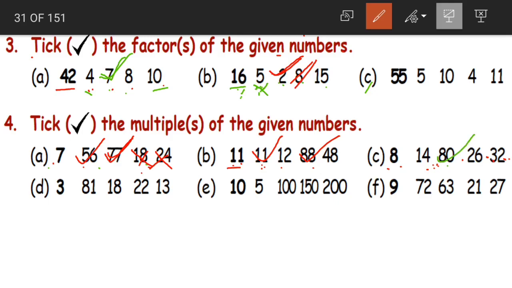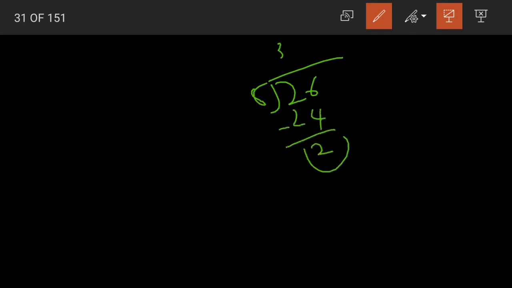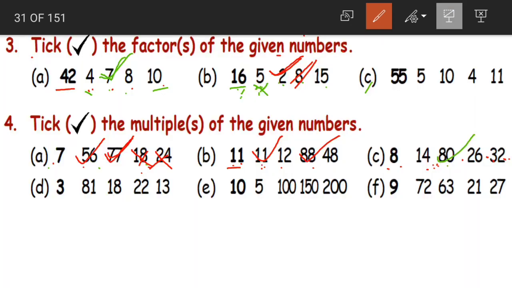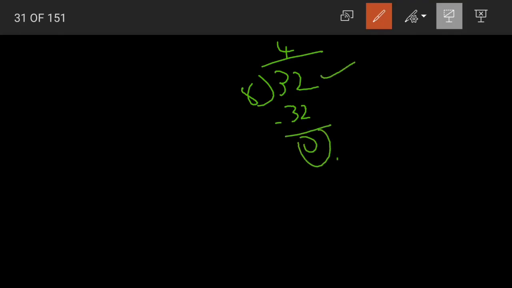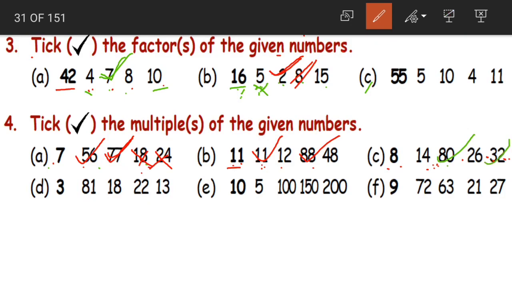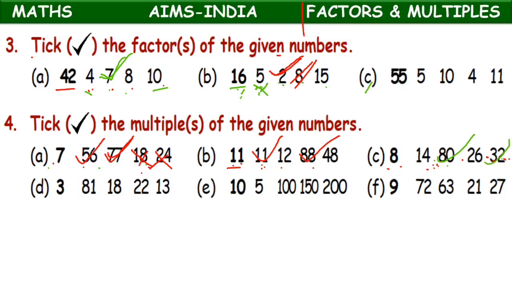Ticking here. 26. 26 divided by 8. 8 threes are 24, and when we subtract, 2 is remaining. So 26 is not the multiple. The last one 32. 8 fours are 32, and when we subtract, 0 is remaining. So again 32 is a multiple of 8. So here 80 and 32 are the multiples of 8.